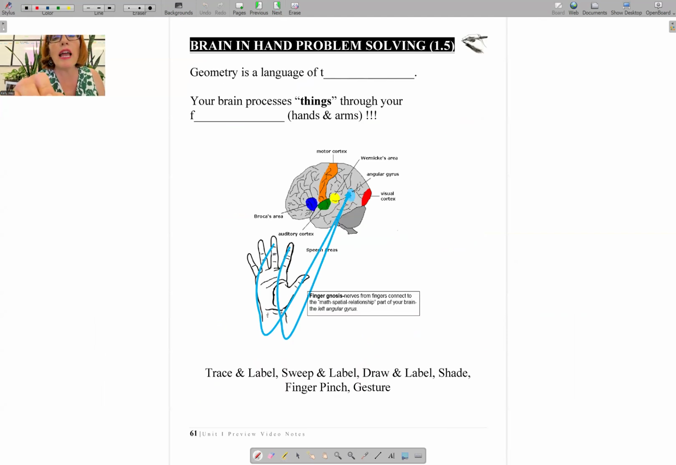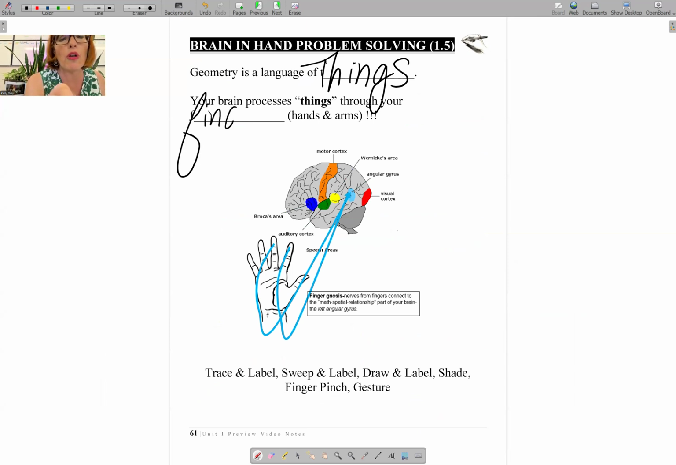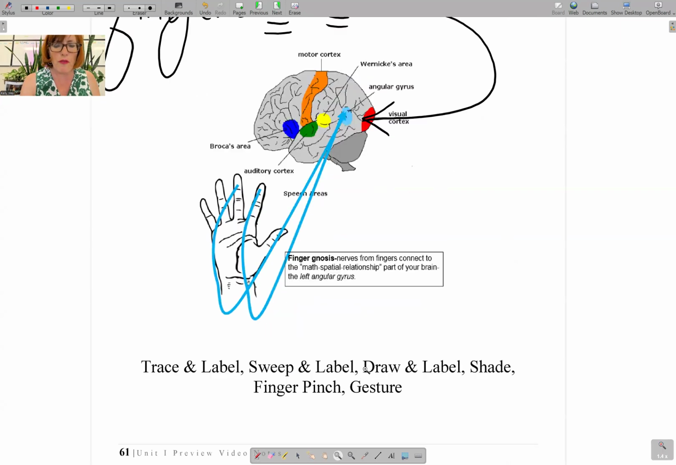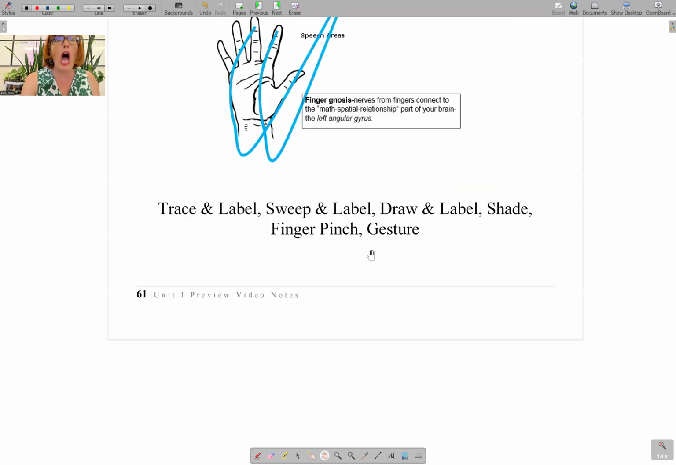Geometry is a language of things. Your brain processes things through your fingers and your hands and your arms. That's what that left angular gyrus is all about. So these are phrases and words you're going to hear me use a lot in class.